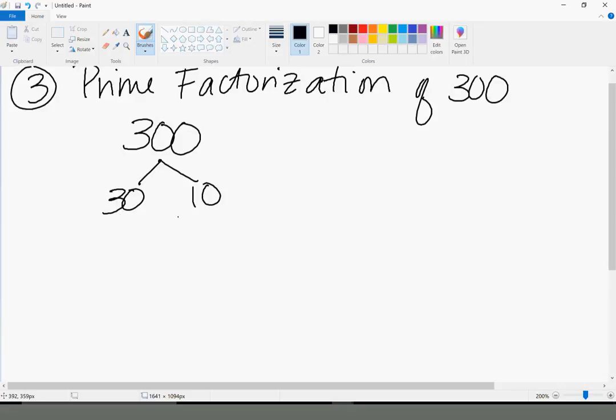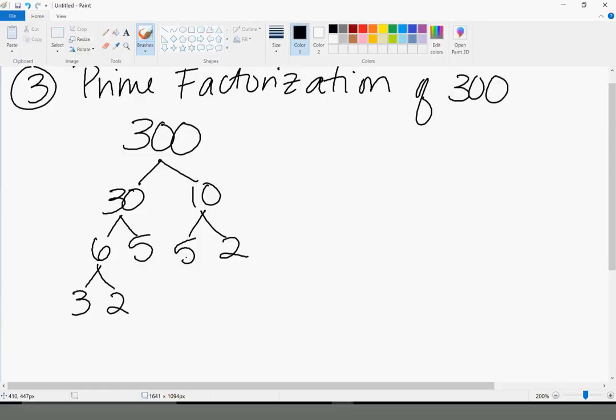I'm going to break down every factor into smaller factors until I have nothing but prime numbers. 30, I can break down into 6 times 5. 10, I can break down into 5 times 2. 6, I can break down further: 3 times 2 equals 6. 5, I can only break down to 5 times 1, because 5 is a prime number. The only numbers that divide evenly into 5 are 5 and 1. And 2 is also a prime number.